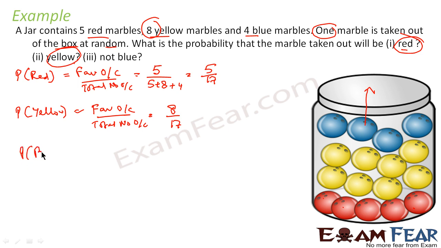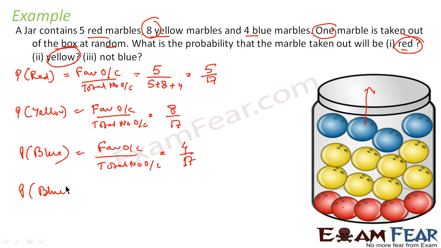Probability of not blue. To find probability of not blue, first find probability of blue. Here also same thing, favorable outcome by total number of outcome. For blue there are 4 blue marbles, so 4 by total number of outcome, which is 17 because there are a total of 17 marbles. So it is 4 by 17.